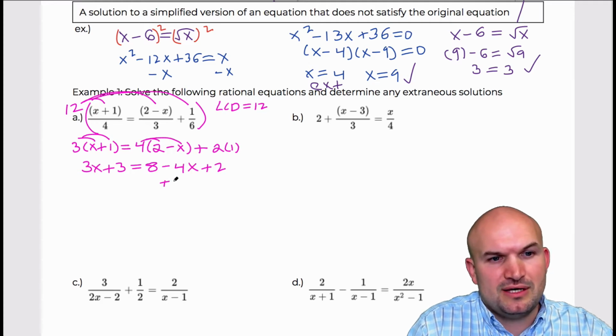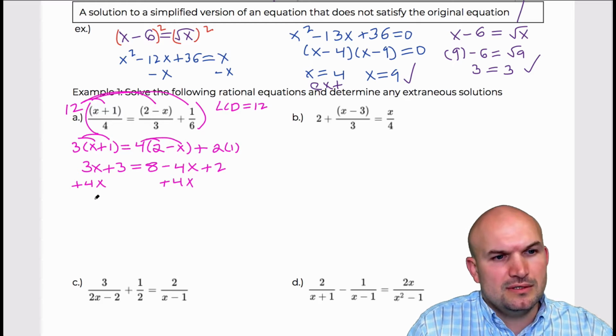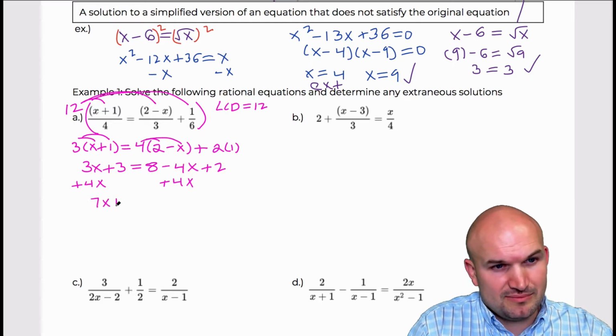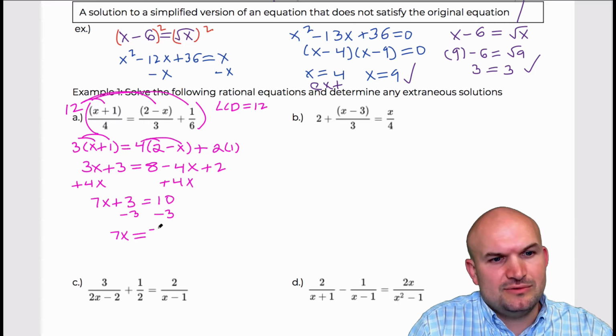And then I'll add 4x to both sides. So now I have 7x plus 3 equals 8 plus 2, which is 10. Subtract the 3 on both sides, and I get 7x is equal to 7. Divide by 7, and x is equal to 1.